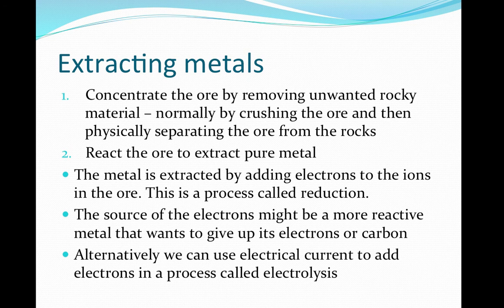We can do this using a number of different methods. We can use a more reactive metal, and that will give up its electrons. We can also use carbon. Carbon quite likes to give up its electrons. We're then, of course, sacrificing something. The alternative is we can use an electrical current, because an electrical current is a flow of electrons. So we can simply pass electrical current into it and use that to break them apart and give the electrons to the metal.